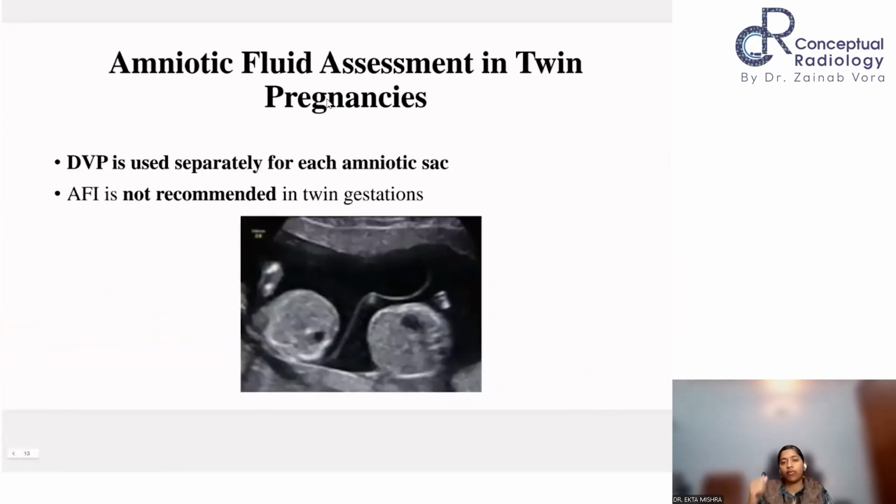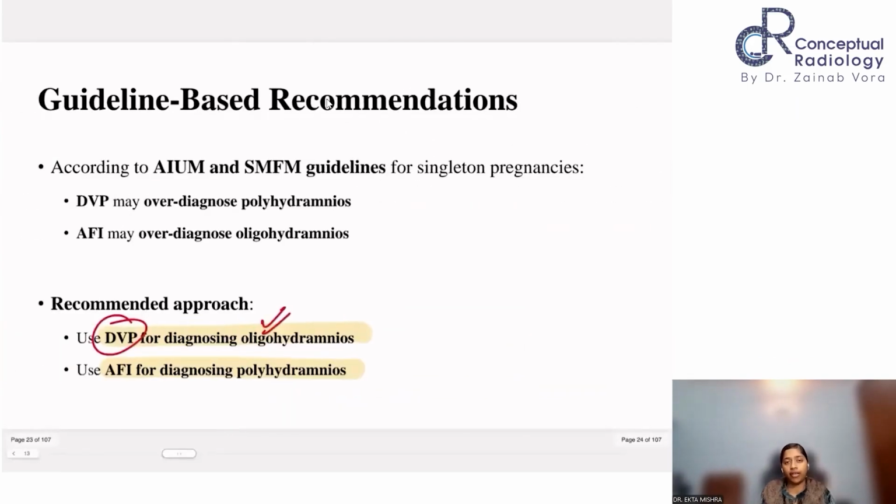So what if you have twins? How do you measure AFI in twins? Anyone? If you have twins, you write the amniotic fluid is adequate. So do you use AFI or do you use DVP? Anyone using AFI in twins?